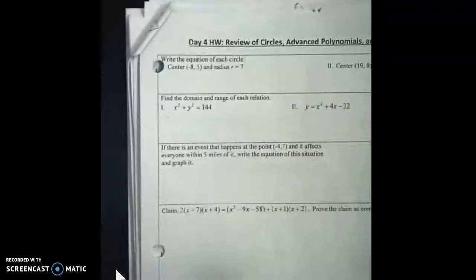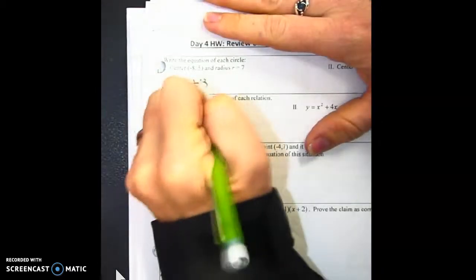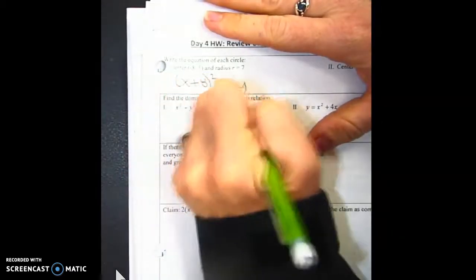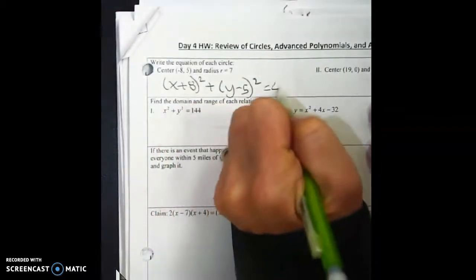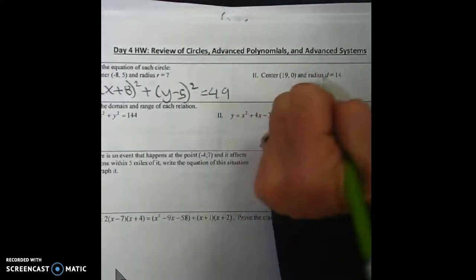Okay, let's do some review and step it up a little bit, okay? So the center is this, so we always do the opposite. Squared plus the opposite squared equals the radius squared. That's it. This is the same thing, but this time I messed with you.